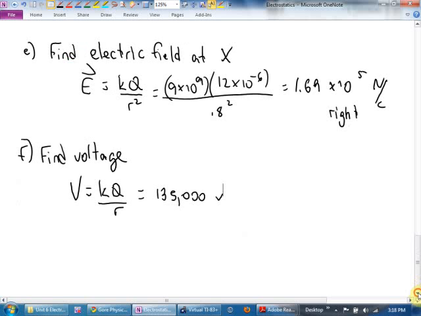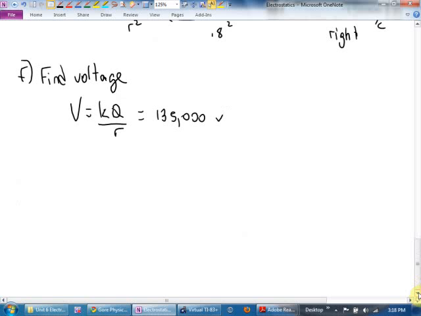The other question that we liked to ask involved one fixed charge and a moving charge and work. So, one fixed, one moving.